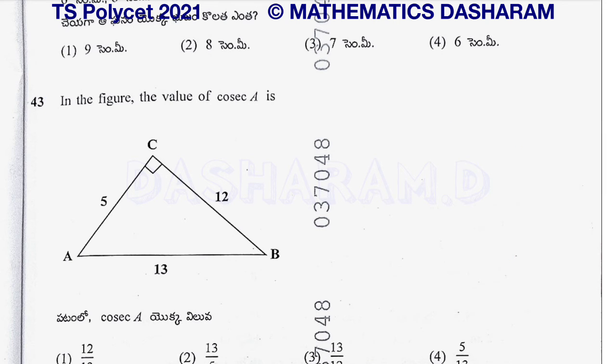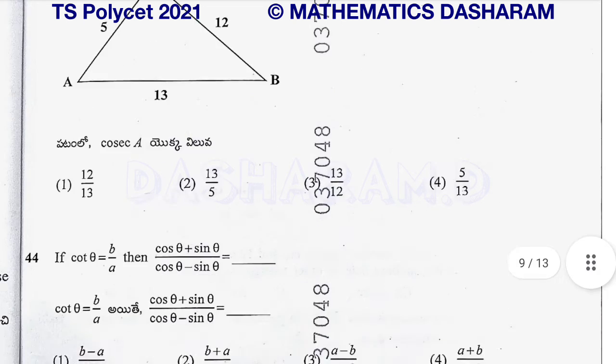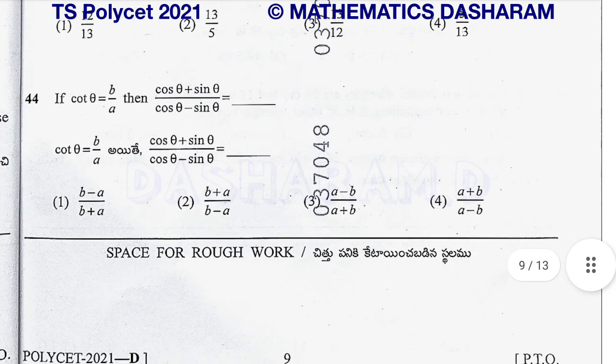So 13/12, that means option 3 is correct. So the next question, 44. If cot theta equals b by a, then cos theta plus sin theta divided by cos theta minus sin theta equals dash. So for cot theta, the general formula is cos theta divided by sin theta, right.